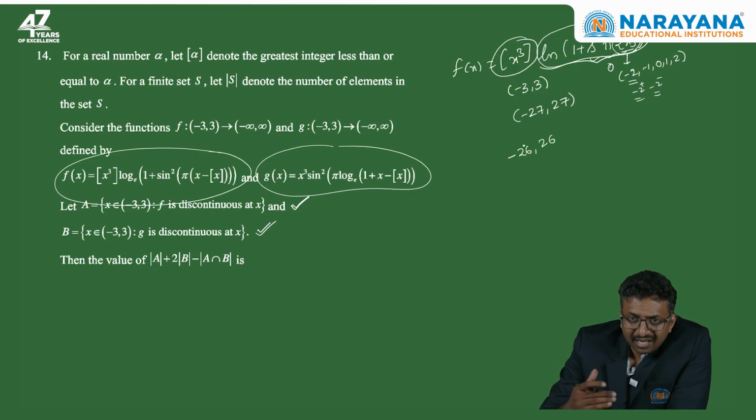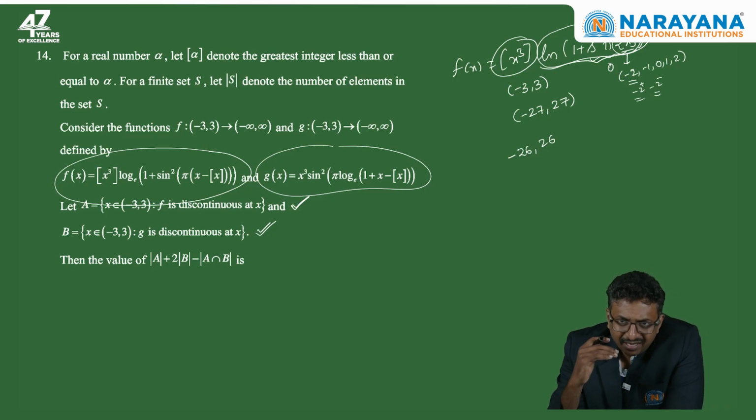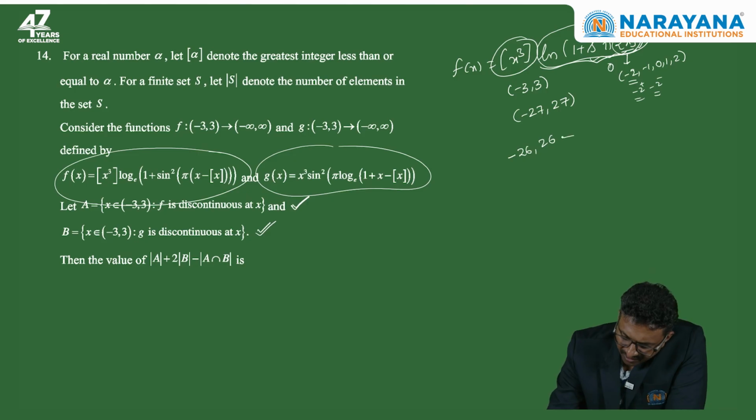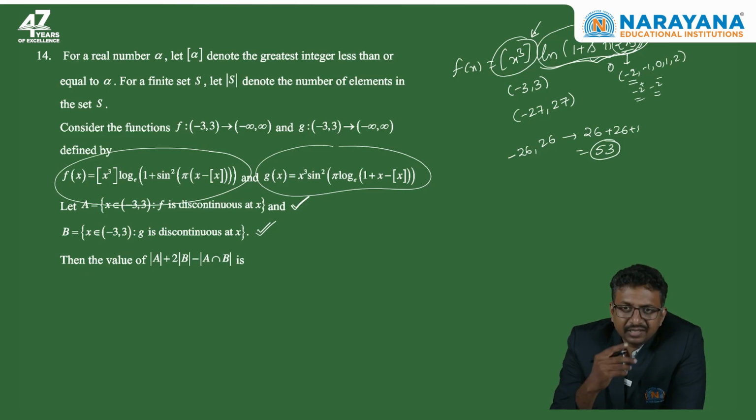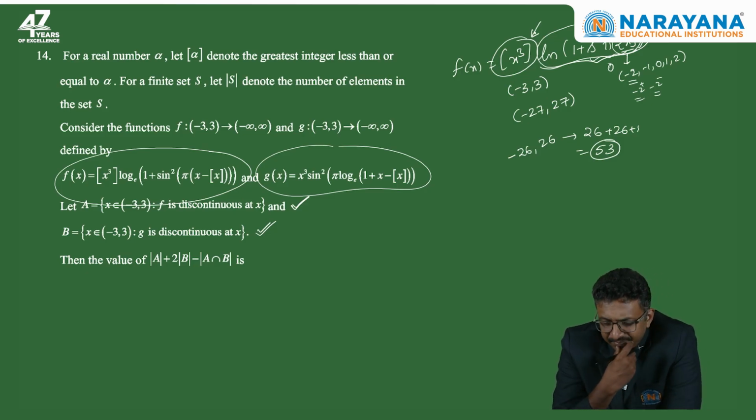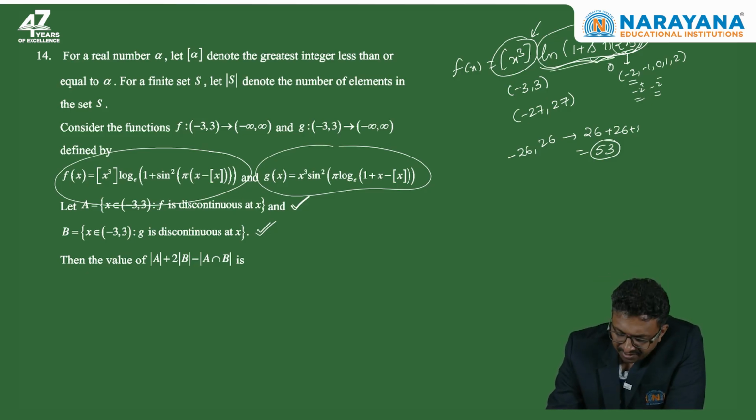These are the values of x cube where that discontinuity comes. So how many points of discontinuity are there? 26 plus 26 plus 1. So you have 53 points of discontinuity for the first part of f of x, and the second part is always continuous.